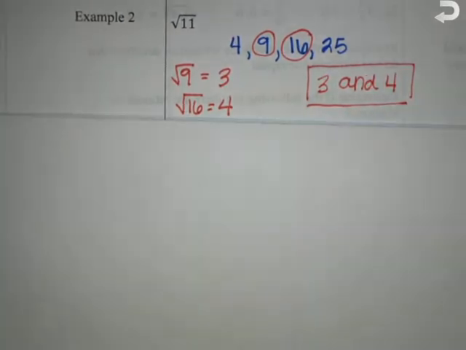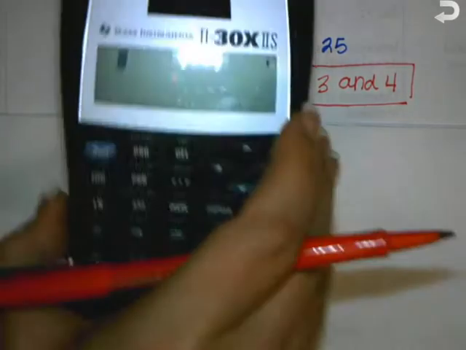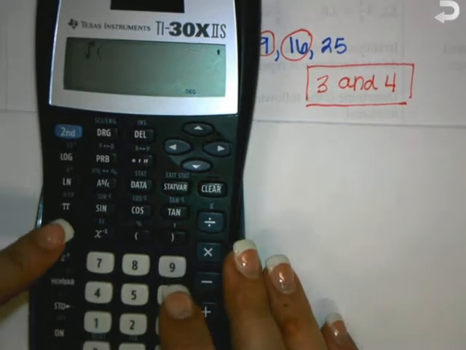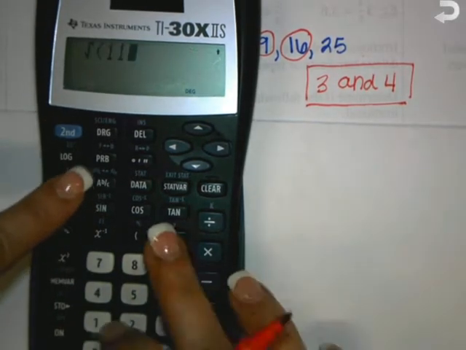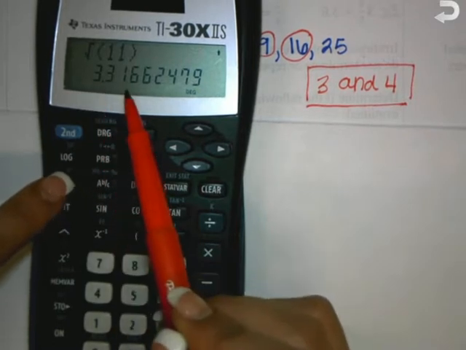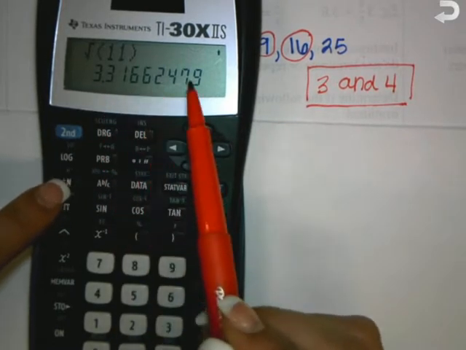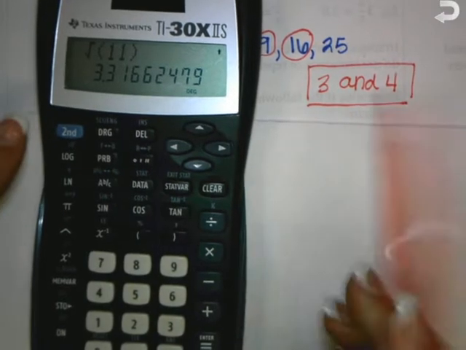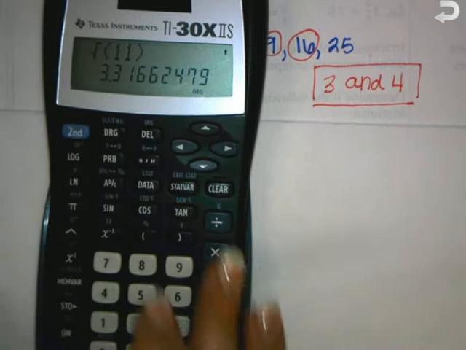Okay, so checking it on the calculator, square root of 11, 3.31662479, and so on and so on. Is that between 3 and 4? Yep, so we approximated correctly.